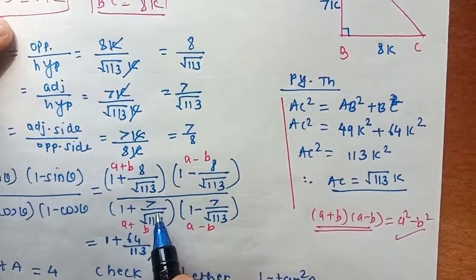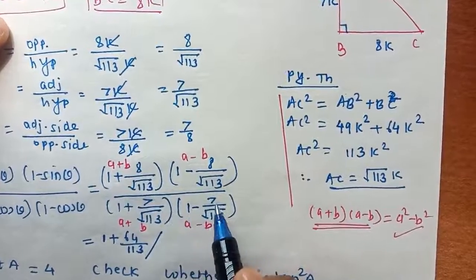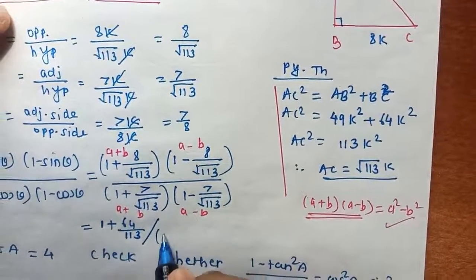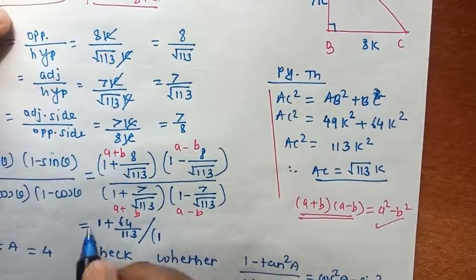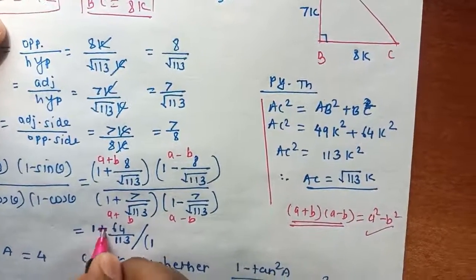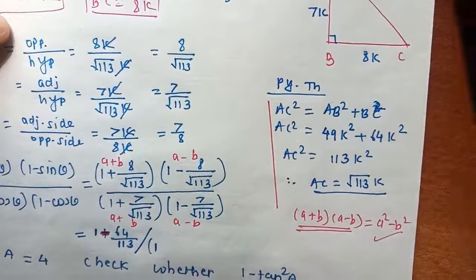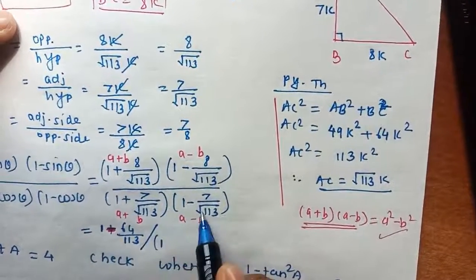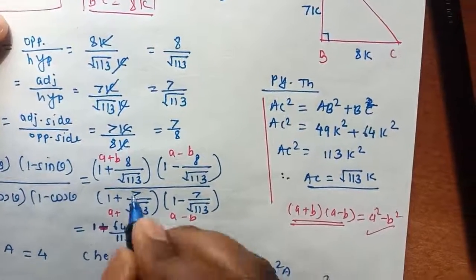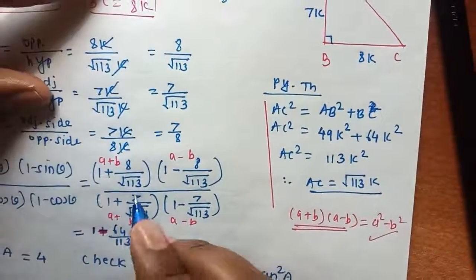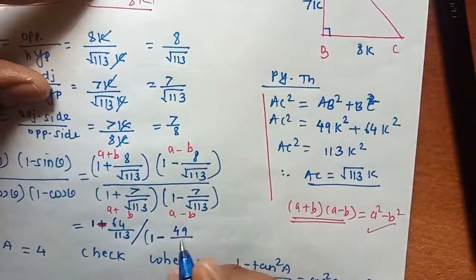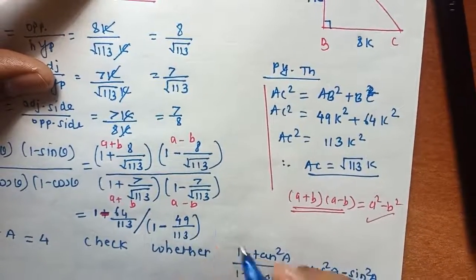Now the other one is 1 plus 7 upon root of 113 and 1 minus 7 upon root of 113. Same thing we'll do. The square of 1 is 1. A square, sorry, here it should be minus because it is A square minus B square. In between is a minus sign. Here also A plus B, A minus B, so A square minus B square. B square means its square, so the square of 7 is 49 over root of 113 squared. After squaring, the root will go off and the answer will come as 113.